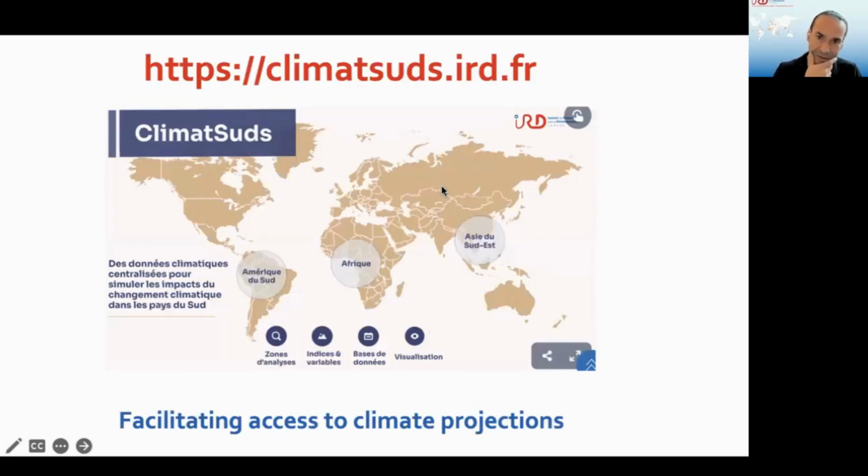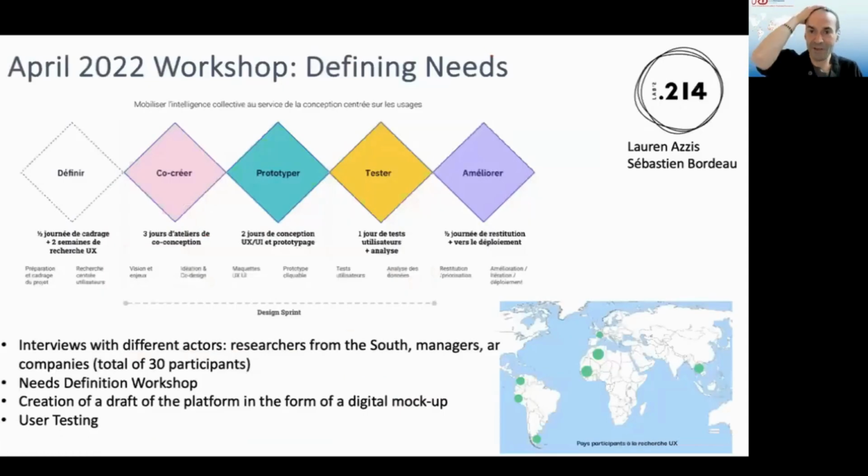And then it's what we have done at IRD, which is in fact we have tried to do that in a much simpler way than the Copernicus platform, in order to be complementary to this platform. And we have tried to make a kind of user-friendly interface to access climate projections easily. So I'm going to present the different features of the platform and how we first designed it.